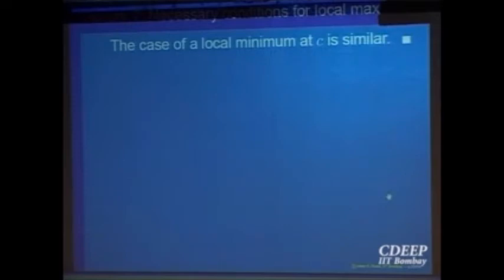The proof is similar for local minimum. Why is this theorem important? It gives you a necessary condition that if there is a local maximum or minimum, then the derivative at that point must be 0 if the function is differentiable at that point. Now, if you are given a function and asked to find points of local maxima and minima, then what are the points you should look for?